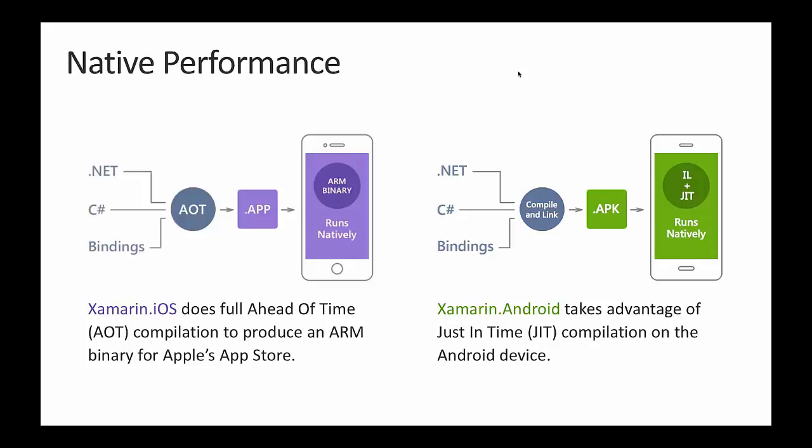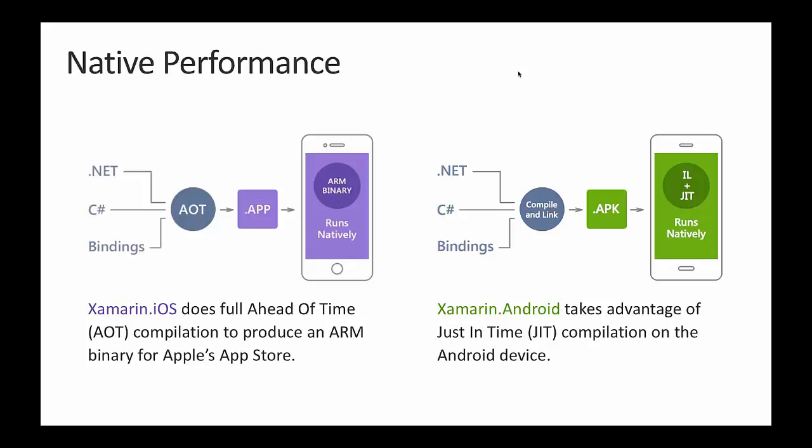Now, when we do that, we use the LLVM compiler that iOS uses, and once you compile through that, you cannot technically differentiate between an app which was built using C# or Swift or Objective-C. So you get the same native performance and it's technically the same app.